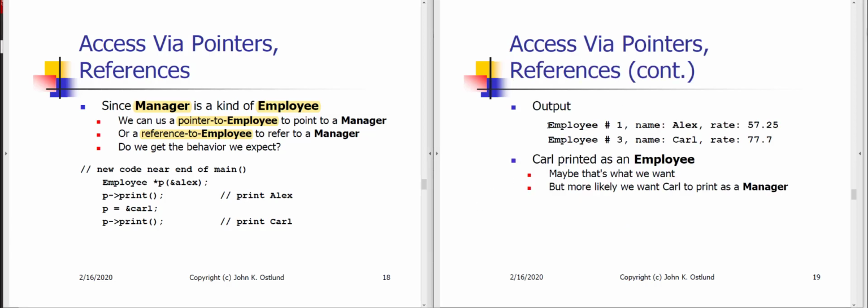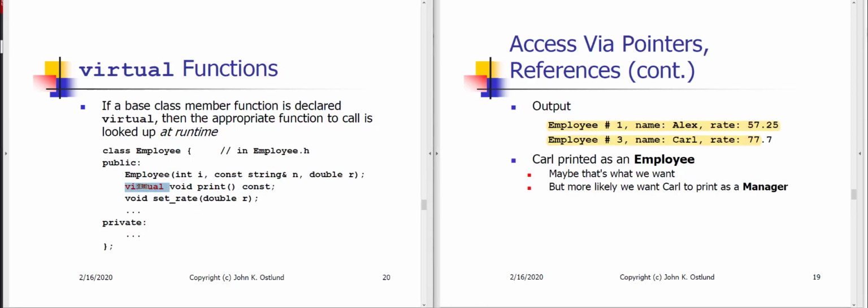But in fact, what does actually happen is that I do get the employee print function called for Alex, and I also get the employee print function called for Carl, even though Carl is a manager. Technically speaking, that's okay, and we know that the employee print function will work fine for Carl because Carl is a kind of employee. But let's see what we need to do in order to get the correct print function looked up depending on whether P is actually pointing at an employee or a manager. It turns out all we need to do is to add the keyword virtual to the declaration of the print function in the base class.